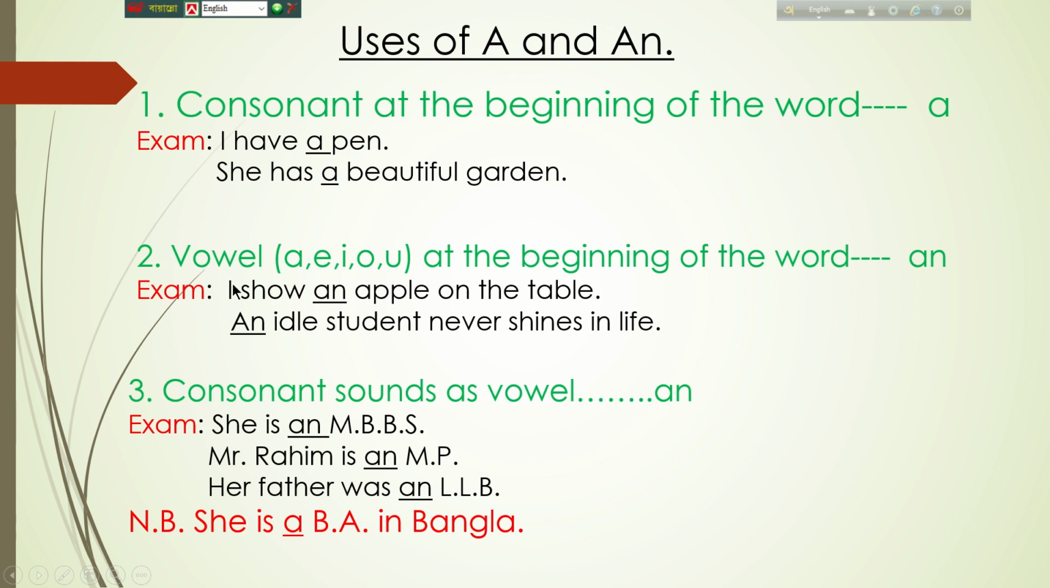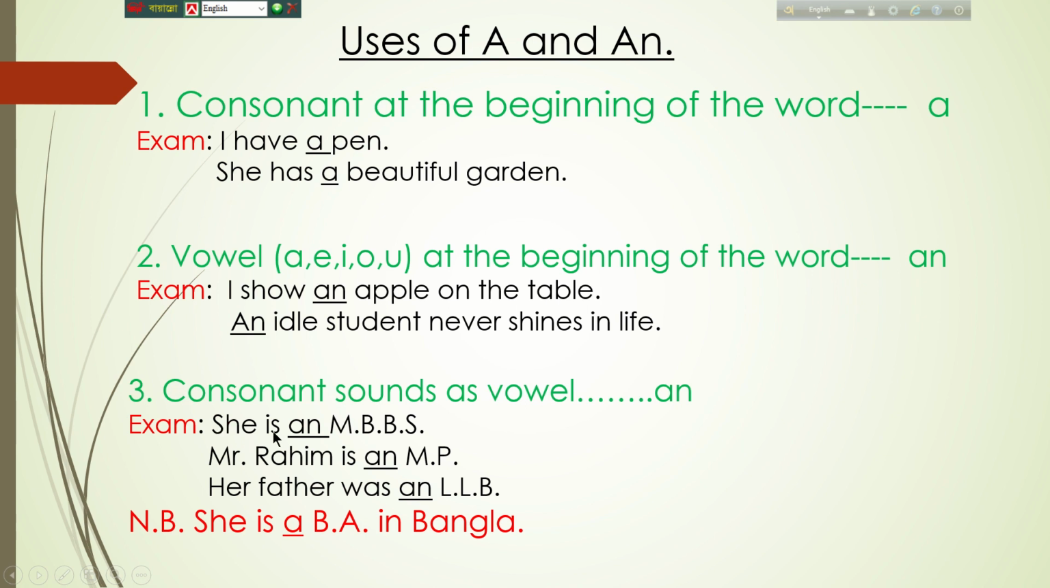Rule 2. If a word starts with a vowel letter, then you have to use an. Let's see the example. I saw an apple on the table. Here, A is a vowel letter. For that reason, we use an here. Let's see another example. An ideal student never shines in life. Here, I is a vowel, not a consonant. For that reason, we use an here.